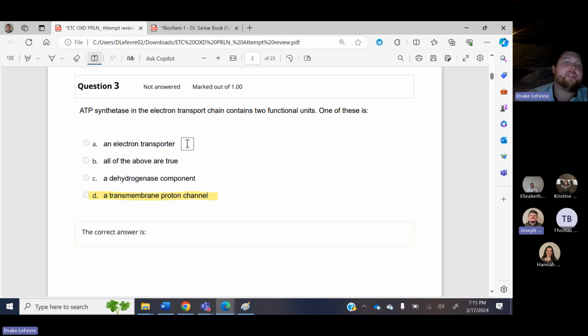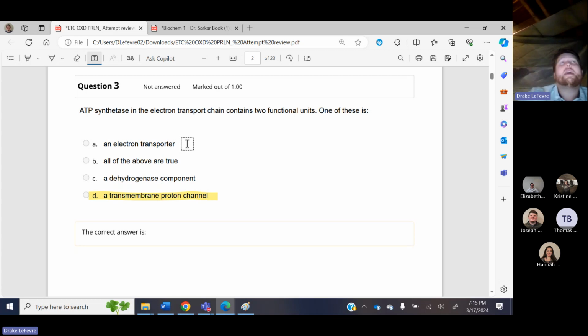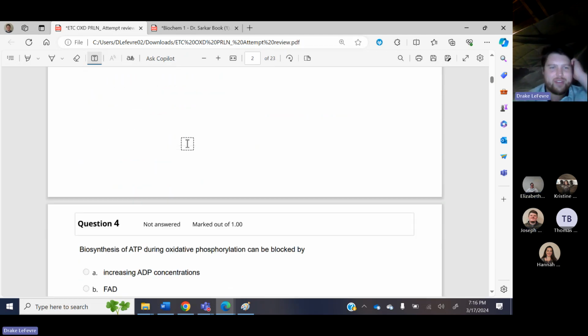4. Perfect. And complex 4 is made up of which two cytochromes? A and A3. A3. Perfect. Good job.